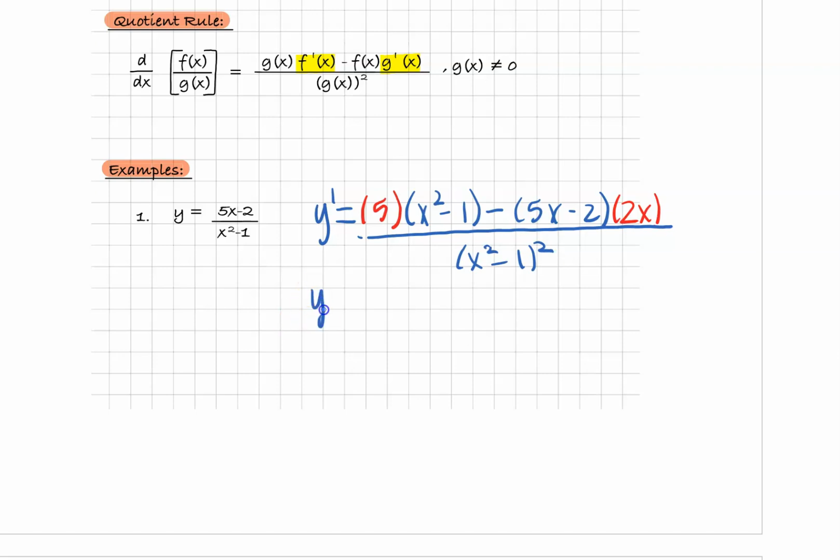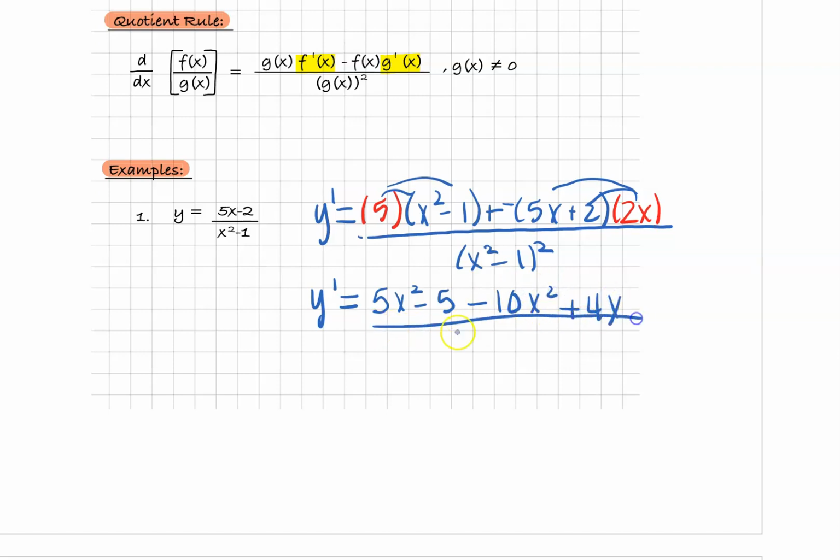So this gives me y prime equal to, so I'm going to distribute the 5 in here, so that's 5x squared minus 5. I'm going to distribute the 2x into here, and I'm also going to distribute that negative. So that gives me minus 10x squared plus 4x all over. Now this bottom, I am not going to FOIL out the bottom. We saw this in earlier sections when we're working with numerators and denominators.